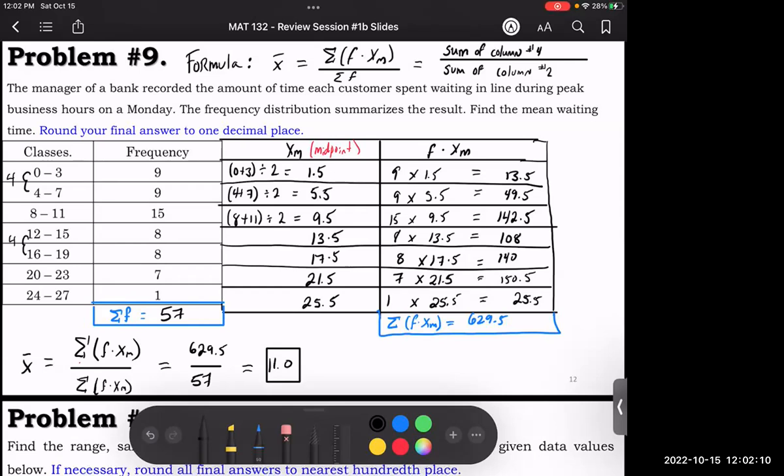What's the name of this type of problem? This one is called finding the mean for a frequency distribution. Thank you. I'm just writing it out. For a frequency distribution or table. I think some textbooks, they'll just say table, frequency table. It's okay if we move on to problem 10.